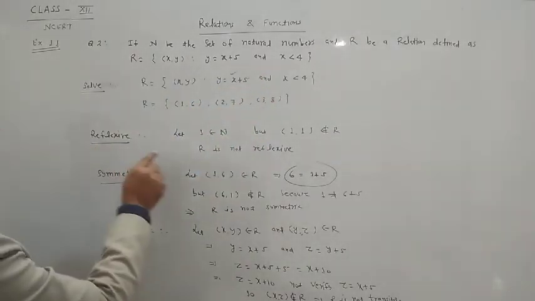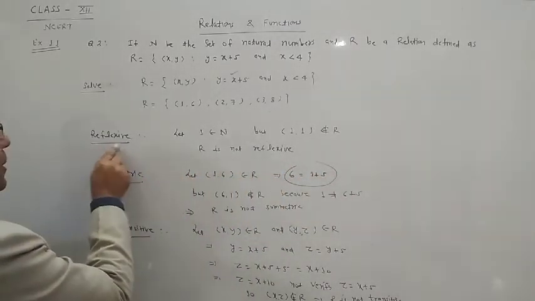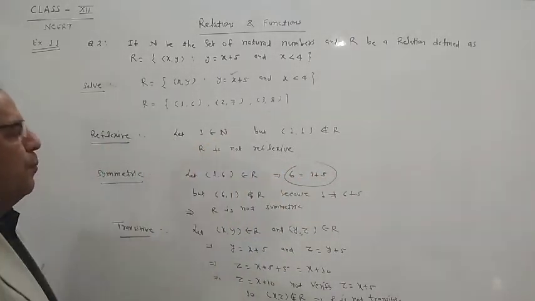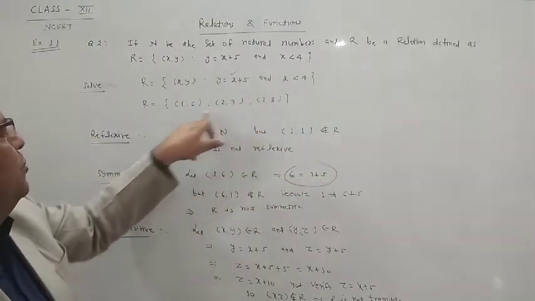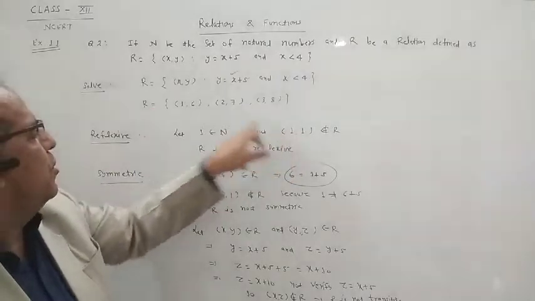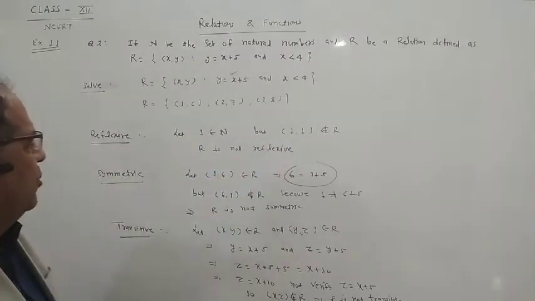Now first we check whether the relation is reflexive or not. For reflexive, 1 belongs to N, but (1, 1) does not belong to R. Clearly observing there, (1, 1) is not in R, so R is not reflexive.